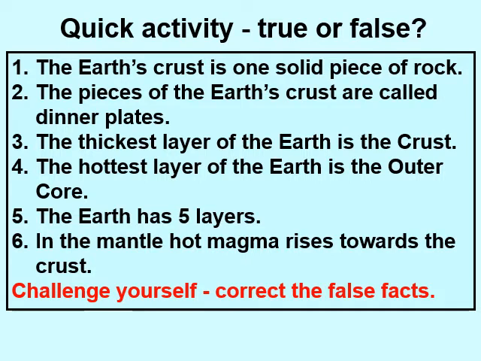This is incorrect, it's false. The Earth has 4 layers, and going from the outside in, we have the crust, mantle, outer core, and inner core. And number six was that in the mantle, hot magma rises towards the crust. This is true, and this is going to be another concept that we are going to focus on today.